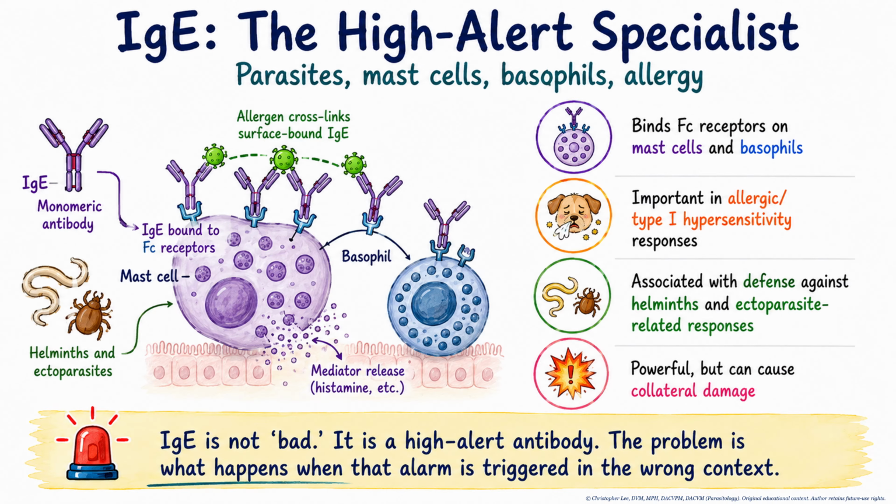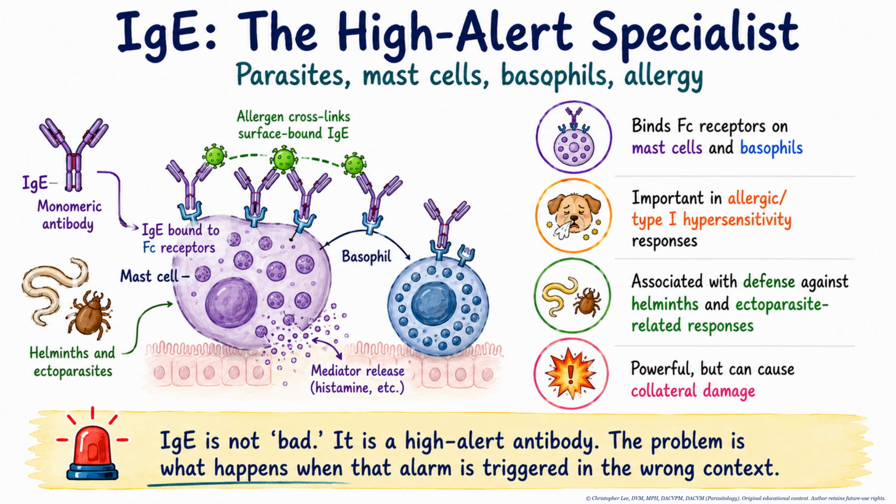IgE is the high alert specialist. It is present in very low amounts in the serum, but it has a powerful role because it binds Fc receptors, especially on mast cells and basophils. When antigen cross-links IgE on those cells, the cells can degranulate and release mediators such as histamine. That mechanism is central to type 1 hypersensitivity and allergic disease. But IgE is not simply bad.